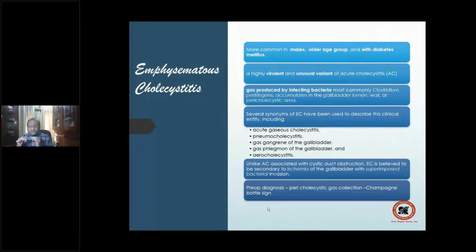Emphysematous cholecystitis, what is it? It is basically a form of cholecystitis more commonly seen in males, in the older age group with diabetes mellitus, and, as said earlier, in the acalculous form. It is a highly virulent and unusual variant of acute cholecystitis, right?